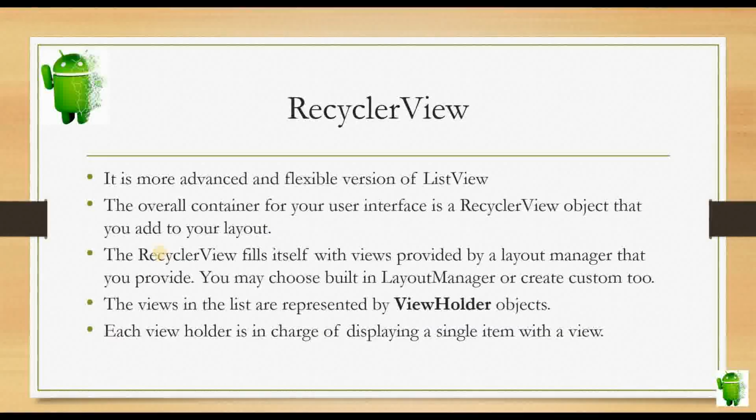It is a more advanced and flexible version of list view. The overall container for your user interface is a recycler view object that you add to your layout. The recycler view fills itself with views provided by the layout manager that you will be providing. You may choose a built-in layout manager for a linear layout or grid layout, or you can create your own layout also. The views in the list are represented by the view holder objects. Each view holder is in charge of displaying a single item with a view.